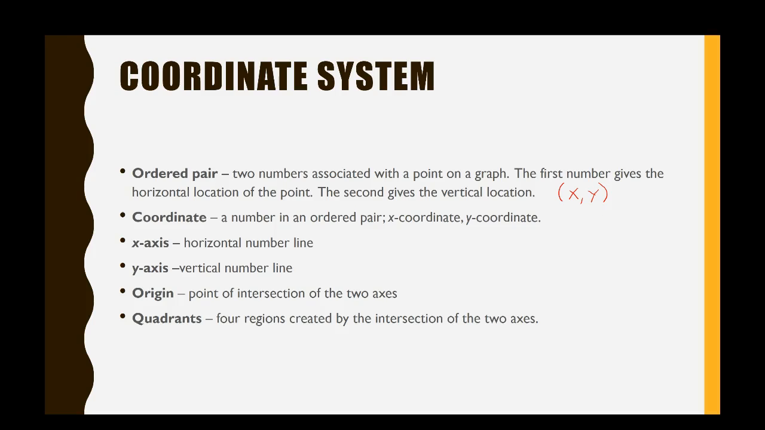Your x-axis is your horizontal number line, so this runs in that direction. Your y-axis runs up and down. Your origin is the point of intersection of the two axes. So when your x and your y come together, that point, that ordered pair, is going to be your origin. And then there are four quadrants within this intersection of the x and y-axis. If you need to pause and get all your vocabulary written down, please do that.